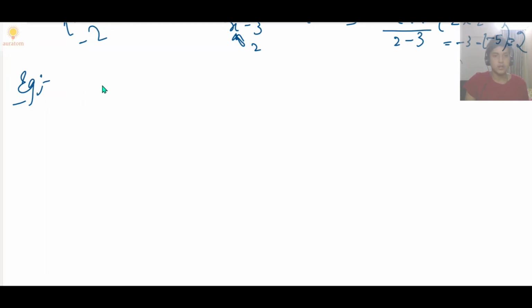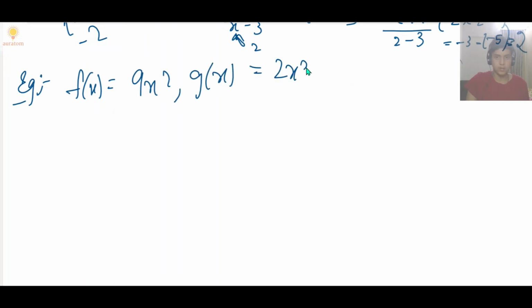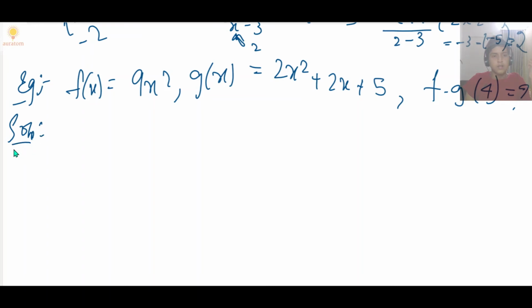in this question f of x is 9x squared and g of x equals 2x squared plus 2x plus 5, then what is f into g of 4? What is this answer? So let's solve it.